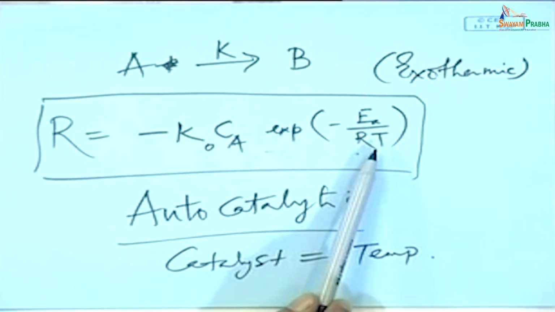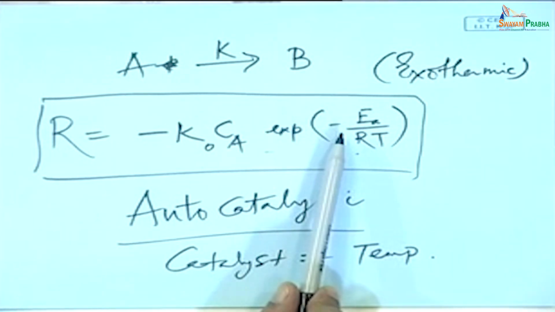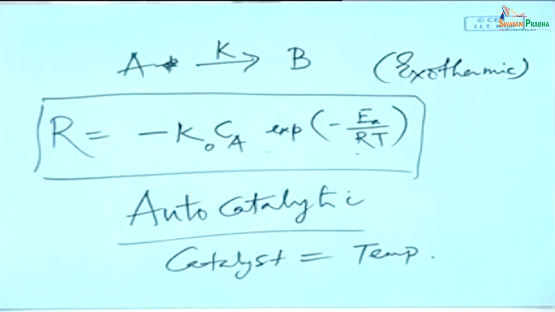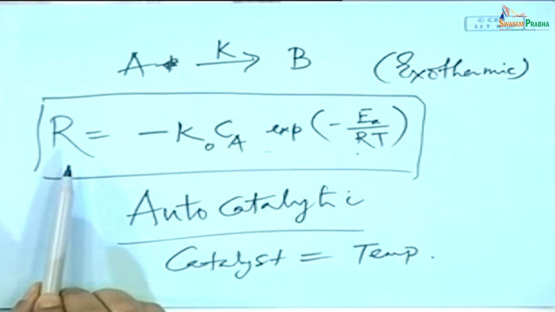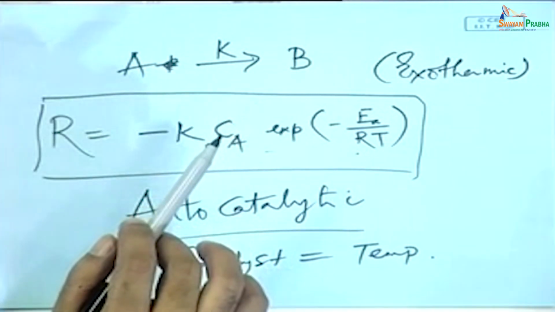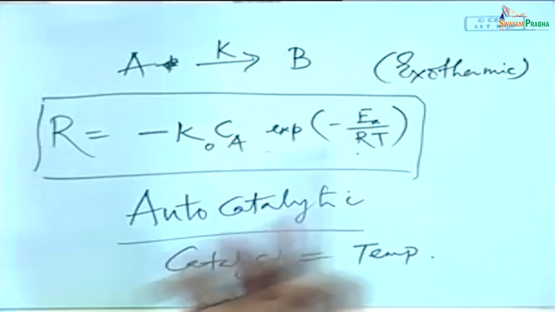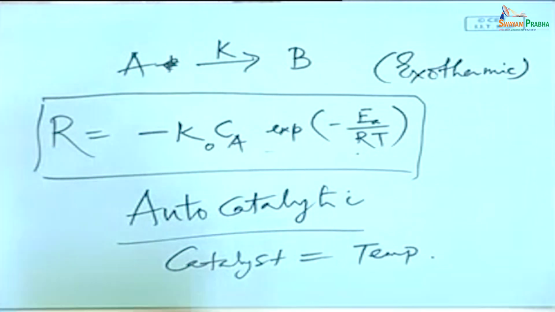Why? Because temperature is in the denominator and there's a negative sign. So essentially it's a positive effect. So temperature goes up, this term goes up, right? So the more this term goes up, the more the reaction rate goes up. Clear? And more reaction would happen, and that would raise the temperature even more, right? And this would go on.